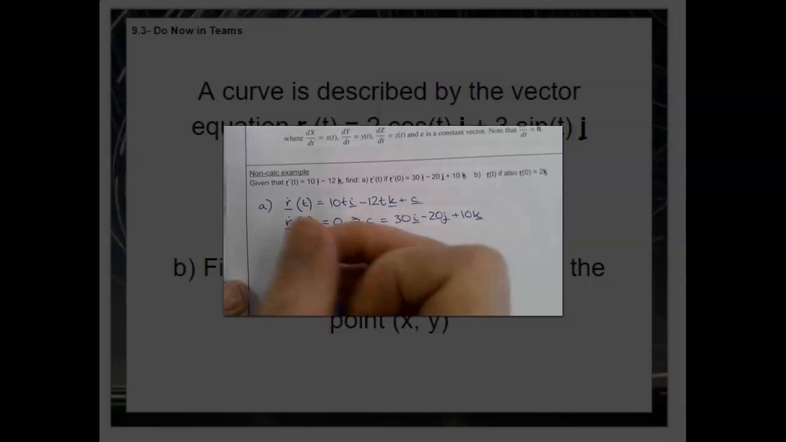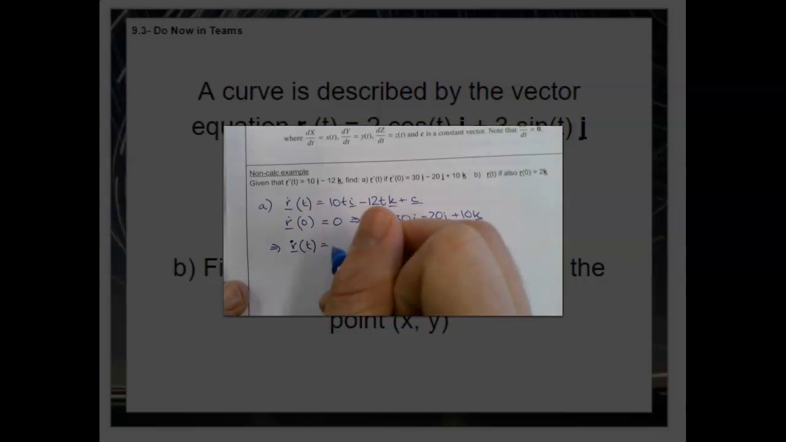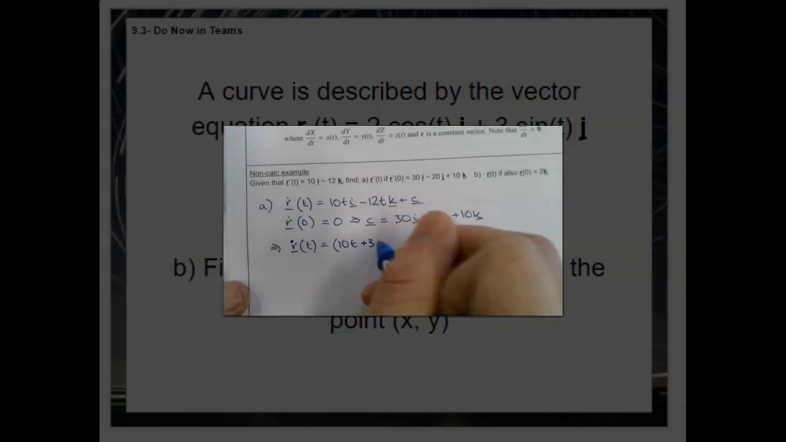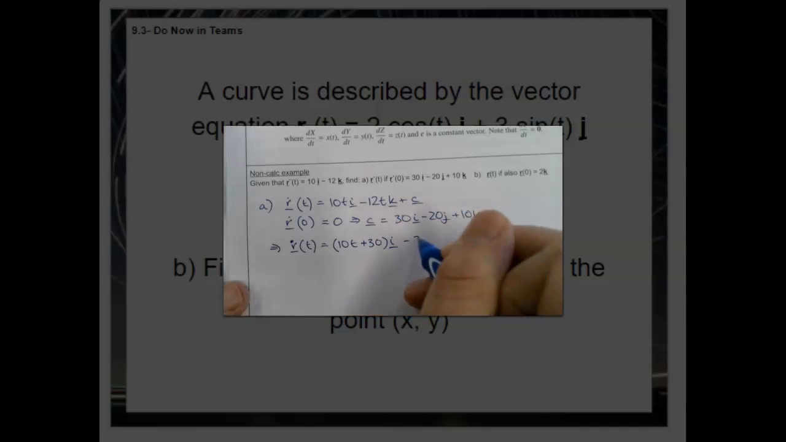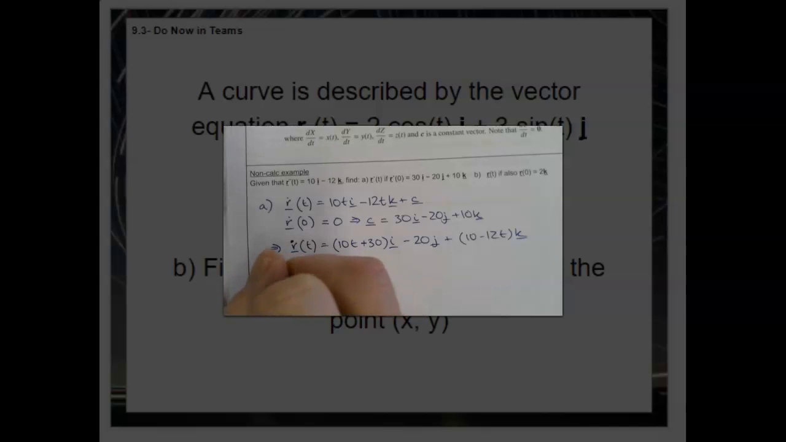Notice how I'm underlining everything I need to underline. And this tells us then that if I split it into components, r dot of t, that first derivative, the velocity, is going to be (10t plus 30)i minus 20j plus (10 minus 12t)k. Happy days. Then for part B, I'm going to integrate again.